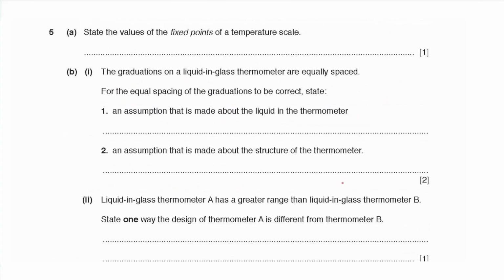Question 5 is about thermometers, which was removed from the syllabus, so you can skip this question as well. Part a says state the values of the fixed points of a temperature scale. That would be 0 degrees Celsius and 100 degrees Celsius.